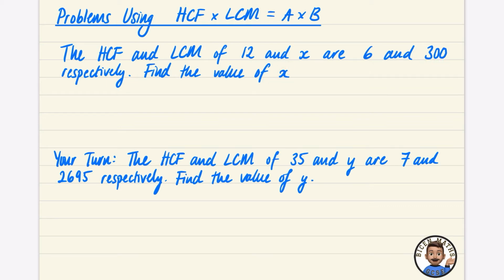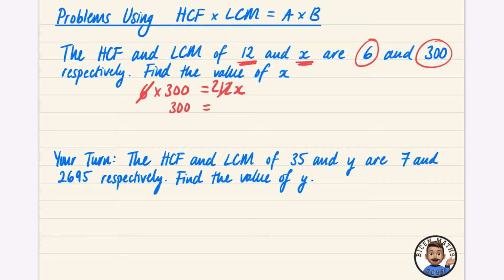Now there are obviously other ways of doing this, but this is probably, I think, the neatest way. So we know that the highest common factor, which is 6, multiplied by the lowest common multiple, which is 300, is the same as the original numbers being multiplied together, which is 12 times x. Well, I'm not even going to bother multiplying these together because I can immediately try and divide by 6. If I divide this side by 6, I will divide 12 by 6, which is 2.